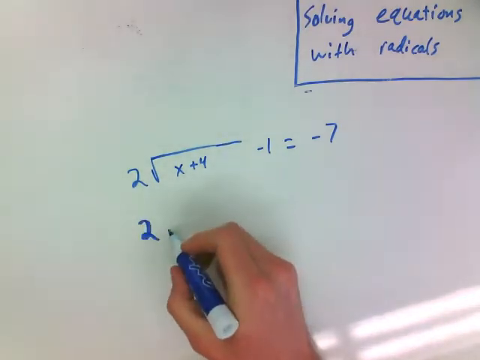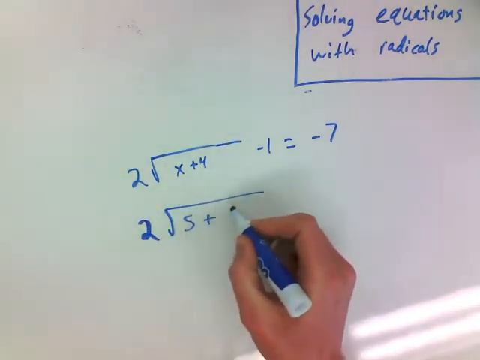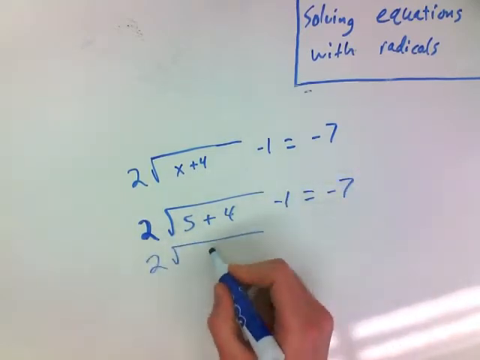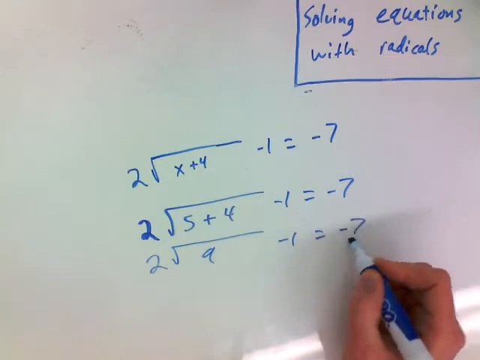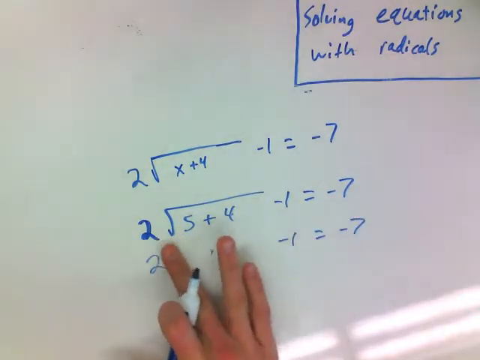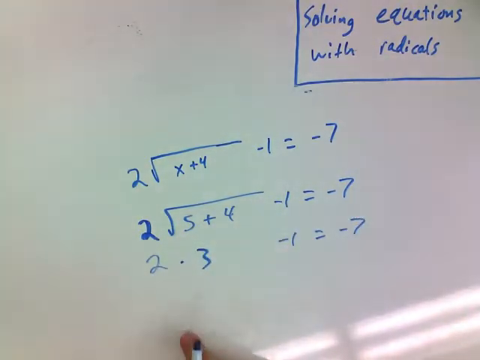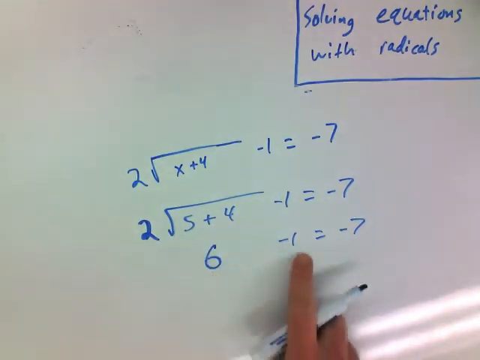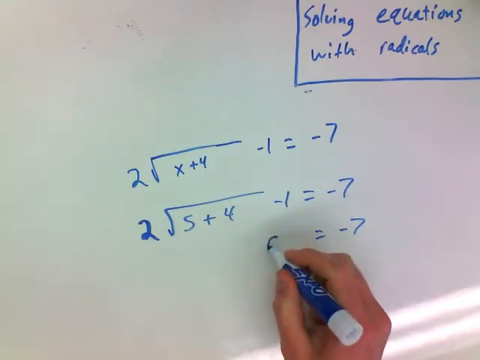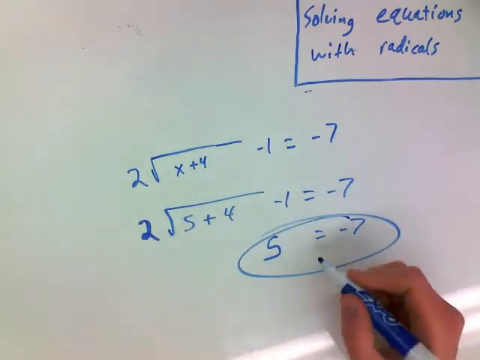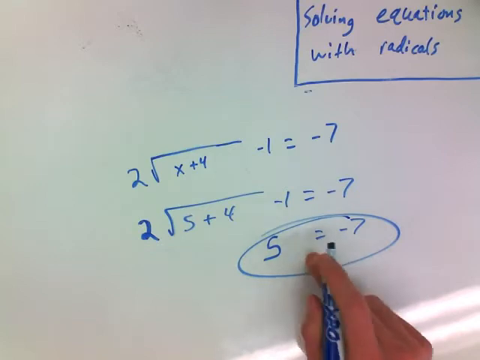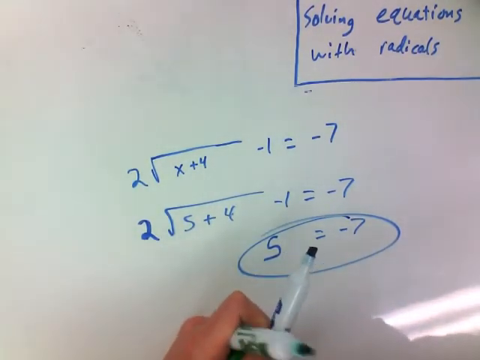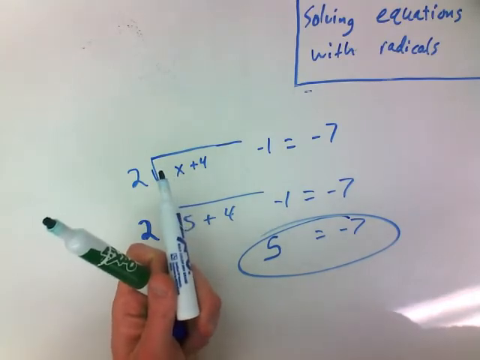So I'm going to get 2 times the square root of 5 plus 4, minus 1, equals negative 7. And that's what we got, so it should work just like the first one. So that's 2 times the square root of 9. Square root of 9 is really just 3, right? 2 times 3 is just 6. 6 minus 1 is 5. Does 5 equal negative 7? Sadly, not. So that's kind of proof that a solution that you can get sometimes doesn't necessarily mean it's a solution.